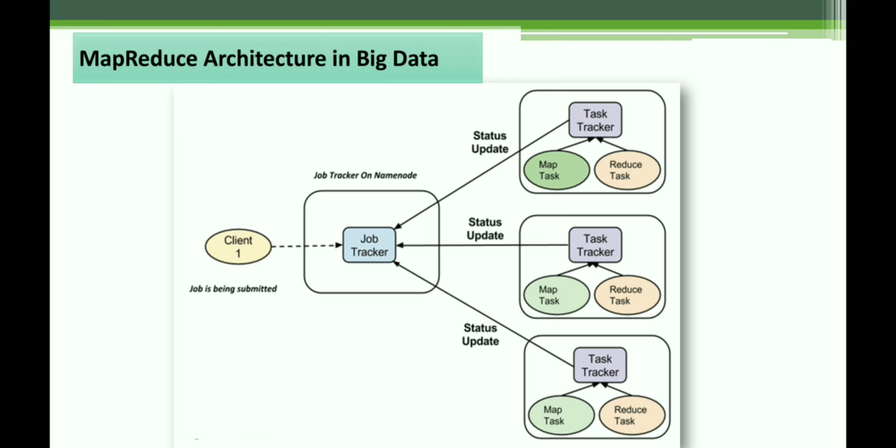Then job tracker. This tracker plays the role of scheduling jobs and tracking all jobs assigned to the task tracker. Then task tracker. This task tracker plays the role of tracking tasks and reporting the status of tasks to the job tracker. For every job submitted for execution in the system, there is one job tracker that resides on the name node, that is the master node, and there are multiple task trackers which reside on data nodes, that is slave nodes.